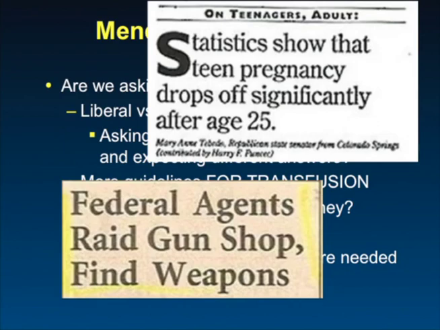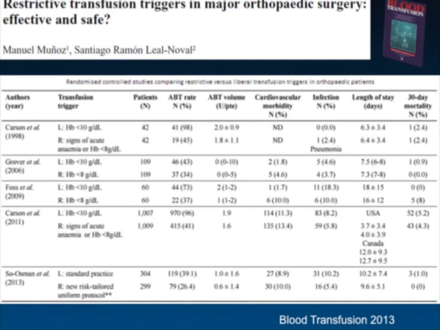And just to show you how sometimes a mind can play tricks on us, these are actually real headlines, if you will, from newspapers. The first one is, statistics show that teen pregnancy drops off significantly after age 25. And of course, when your expectations are not aligned, you'd be surprised that the federal agents raid a gun shop and find weapons. So again, you could see that asking these questions is paramount to a solution.